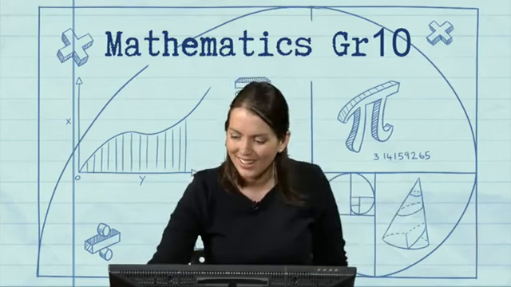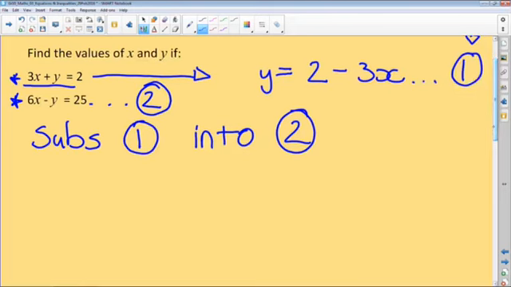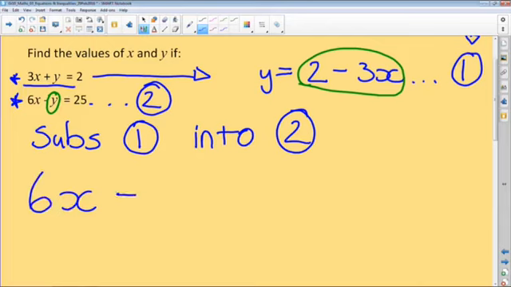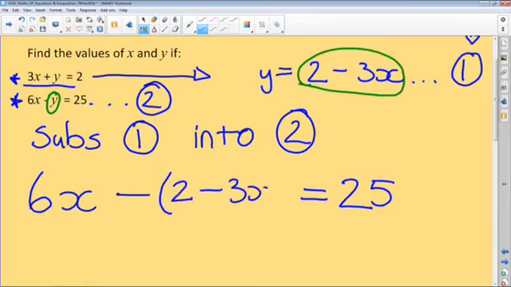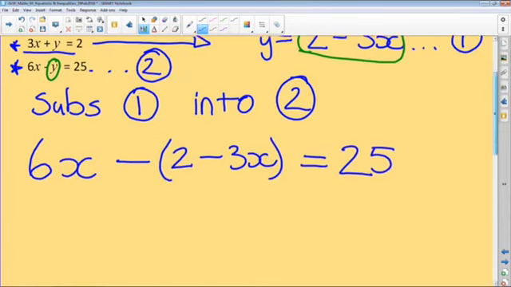Let's do it. Okay, so let me just circle my value of y and circle the y over there so that you can see what we're going to be replacing. The rest of the equation stays the same. I've still got 6x minus something is equals to 25. But I've replaced the y with 2 minus 3x. Okay, and let's solve this as quickly as possible.